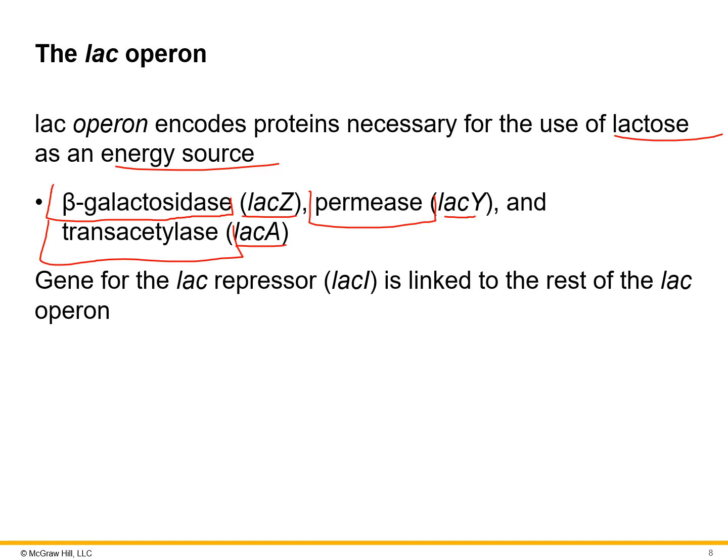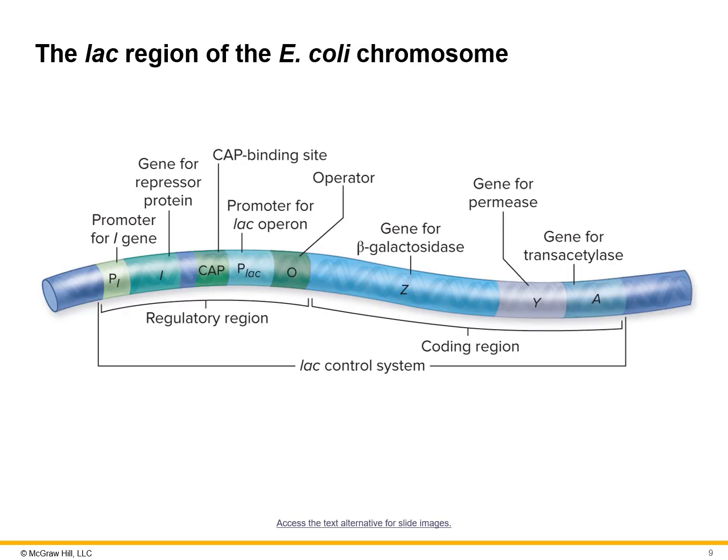So the genes for the lac repressor are on the lacI gene or the lacI region, and this lac repressor is actually associated with the rest of the operon. And you might be thinking, well, why would you want to transcribe a repressor when you're trying to transcribe the enzymes necessary for breaking down lactose? And you'll see why in just a moment.